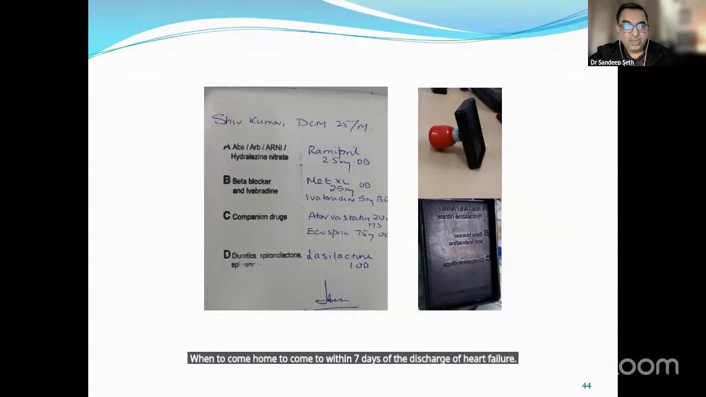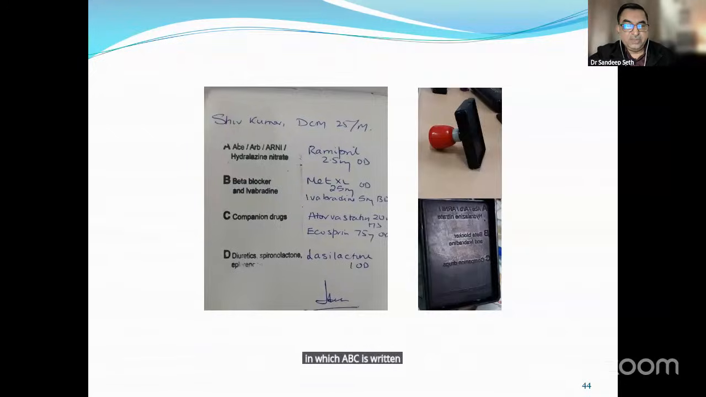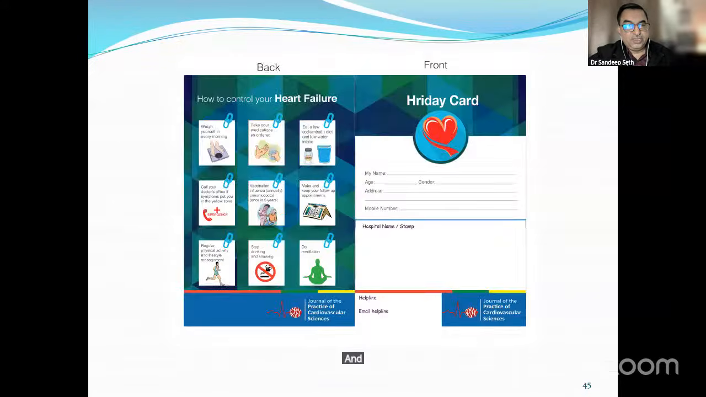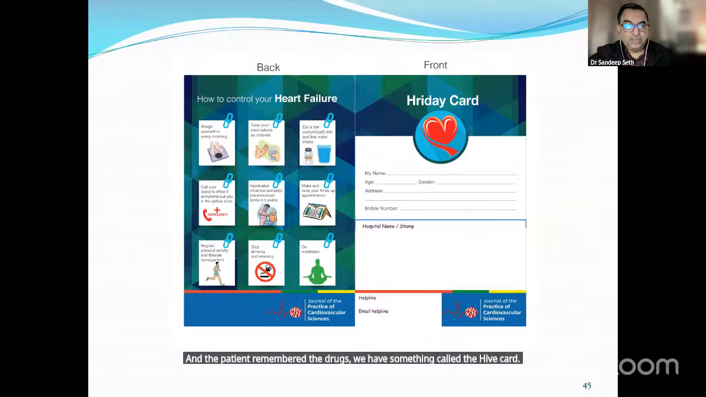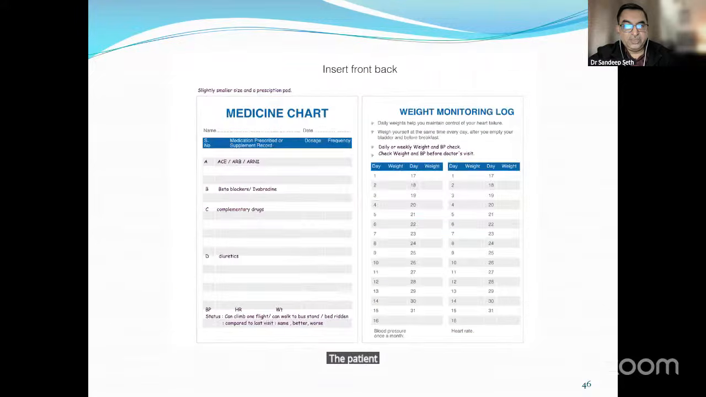We follow other small tools. For instance, we put a stamp on that patient's card in which ABCD is written, and we categorize the prescription in that format. Makes it easy for us and the patient to remember the drugs. We have something called the Hriday card. It basically has pictograms at the back to help educate the patient, contains the details of the hospital, the patient, and any helpline numbers on this. Inside, there are monitoring charts, so you can monitor the medications and the weight also with that Hriday card.